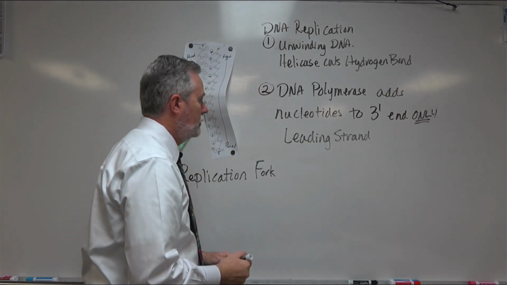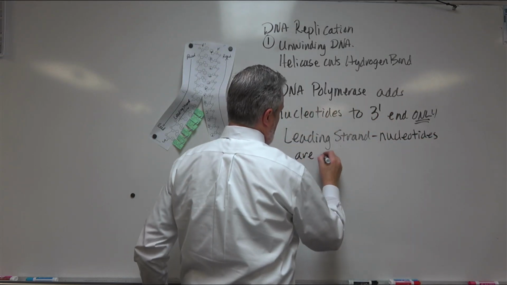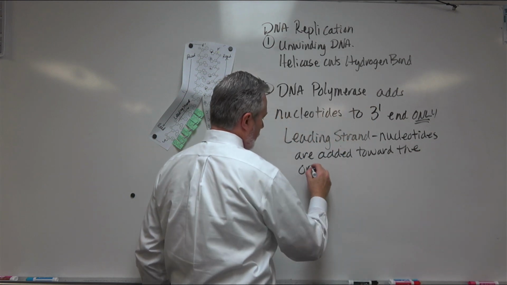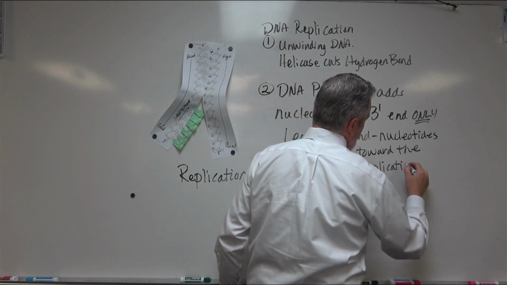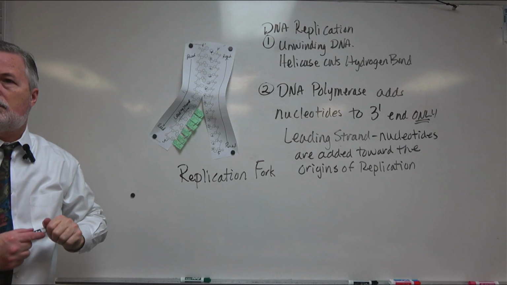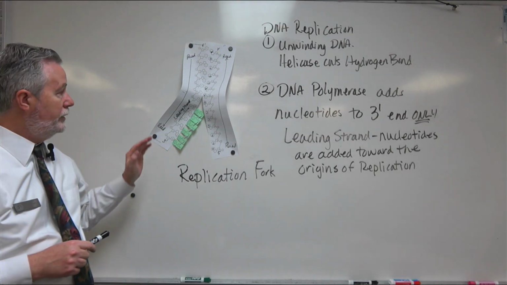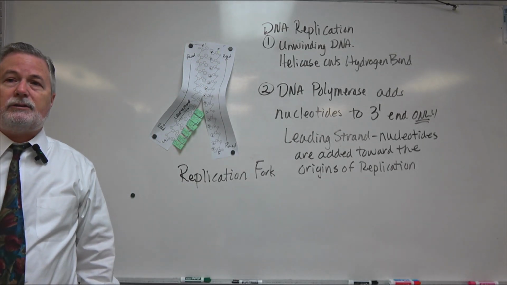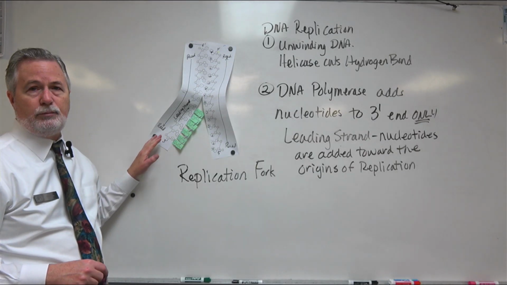What does he mean? So nucleotides are added, origins of replication. And what that means is that spot right there where it started splitting. The leading strand will always add towards the replication fork. One side will always add towards the replication fork. And we're getting ready to see what the other side is going to do. It'll make sense, I promise. If you give me 3 minutes, it'll make sense. Everybody good so far up to this point?